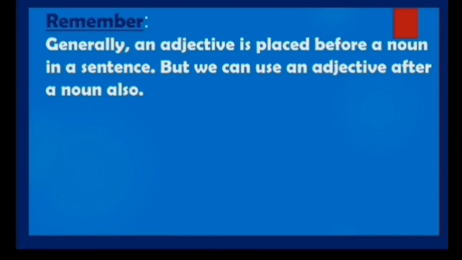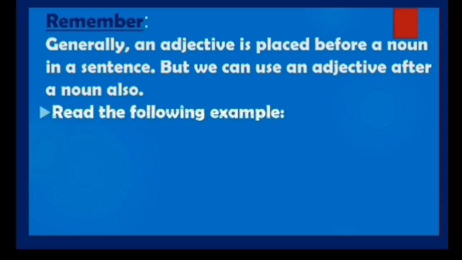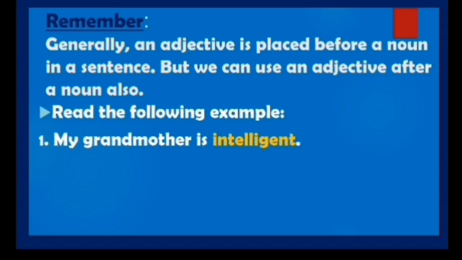Remember, generally, an adjective is placed before a noun in a sentence, but we can also use an adjective after a noun. Read out the following example. My grandmother is intelligent. The adjective intelligent describes grandmother, that the quality of grandmother was that she was intelligent. She is intelligent. Here the adjective is used after the noun.